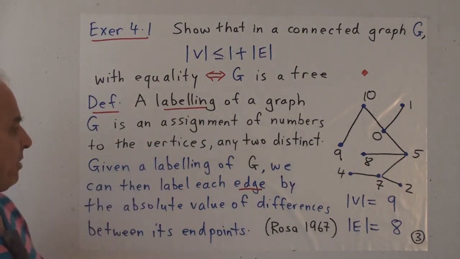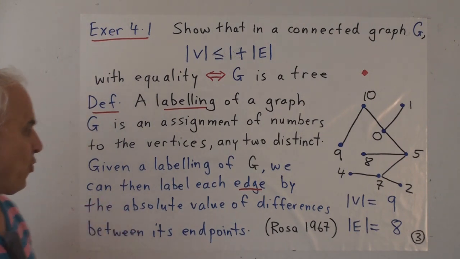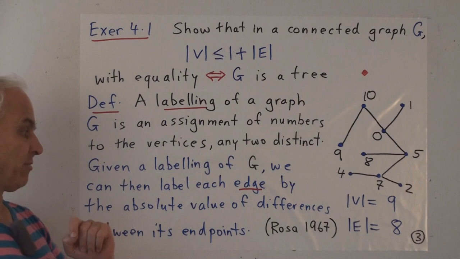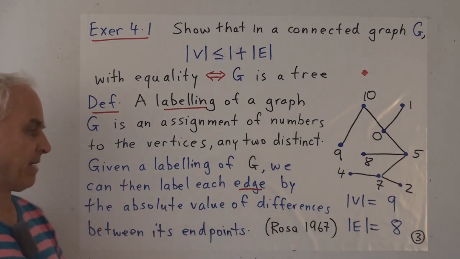All right, so if we're given a labeling of a graph, we can then do something in addition. We can then label each edge, if we want to, by the absolute value of the difference between its endpoints.